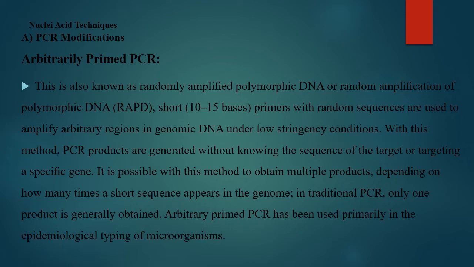Arbitrarily primed PCR has been useful in epidemiological typing of microorganisms. So you want to see microorganisms, whether they are the same. You randomly replicate a particular portion of their genome or their DNA, do it for all the organisms, and then compare if the portions that you replicated are the same. Then you can use that one to type them.